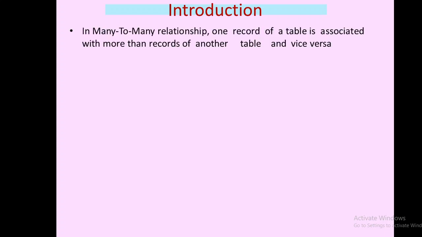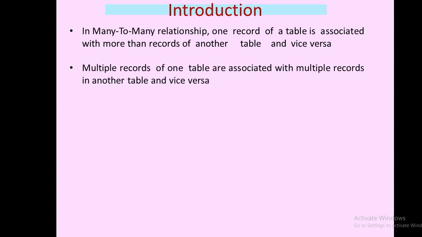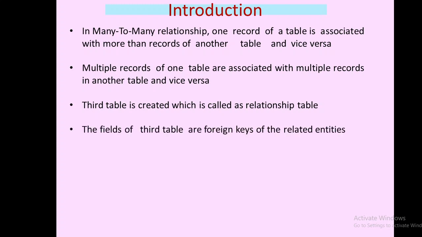Let us see the introduction of many-to-many relationship. In this type of relationship, one record of a table is associated with more than one records of another table and vice versa. In short, multiple records of one table are associated with multiple records in another table and vice versa. In this type of relationship, third table is created which is called as relationship table. The fields of third table are foreign keys of the related entities or related tables.